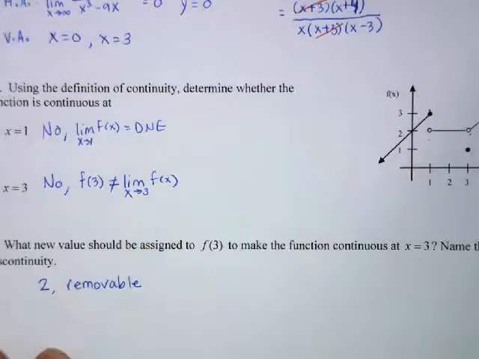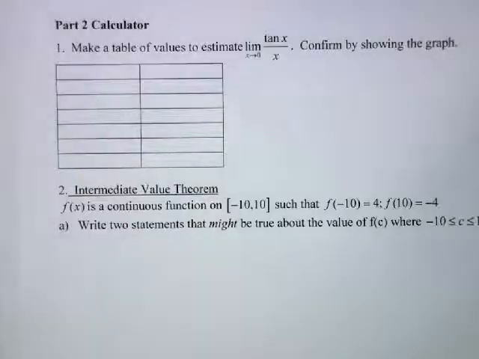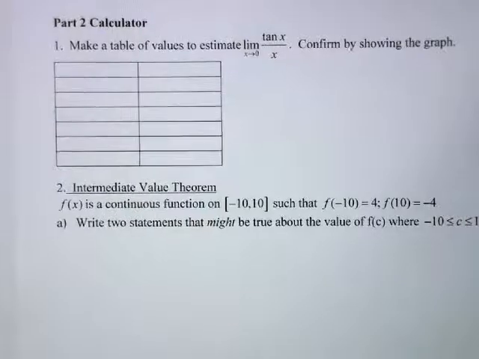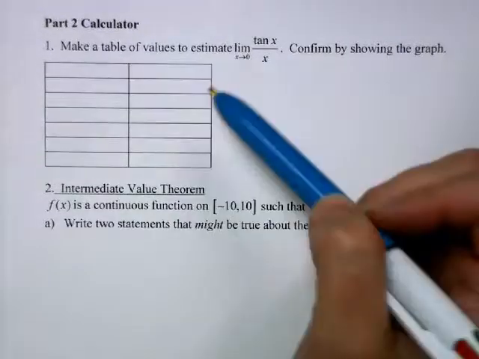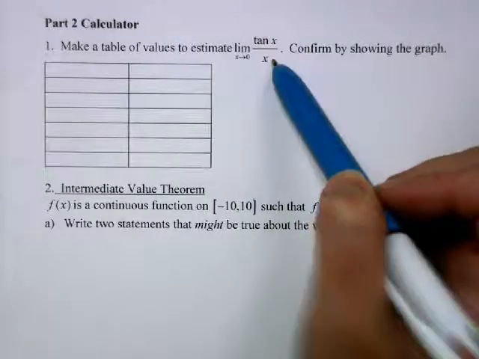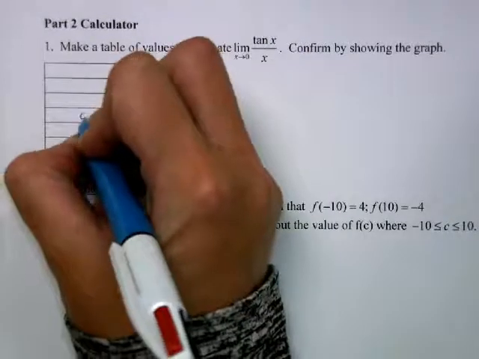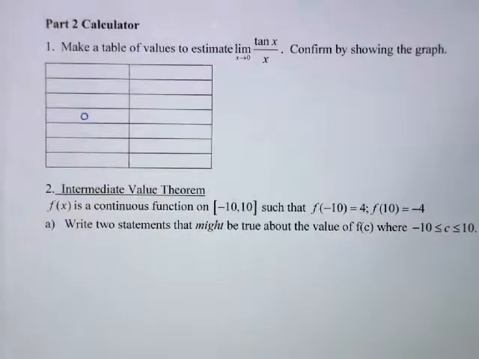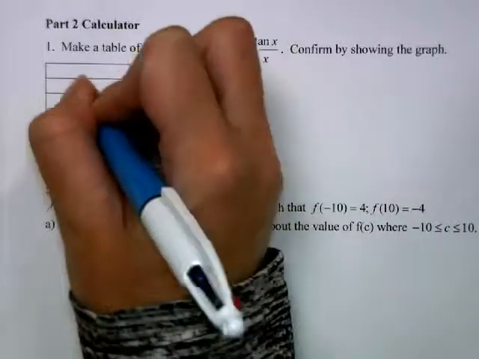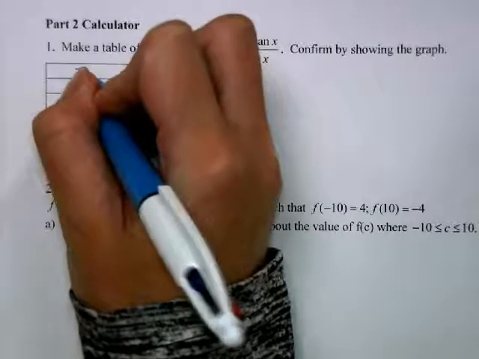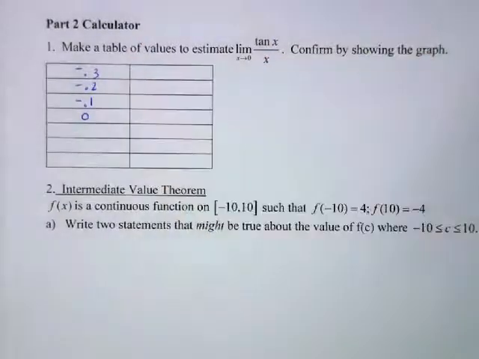All right, part 2 of your exam will be calculator allowed. So we're going to use the calculator to make a table of values to estimate the limit as x goes to 0 of tangent of x over x. So I'm going to put 0 in the middle here, and you can pick values that you think would work. I'm just going to go by tenths, so negative 0.1, negative 0.2, negative 0.3. You could go by hundredths, just as long as we can see what's happening as we get close to 0.